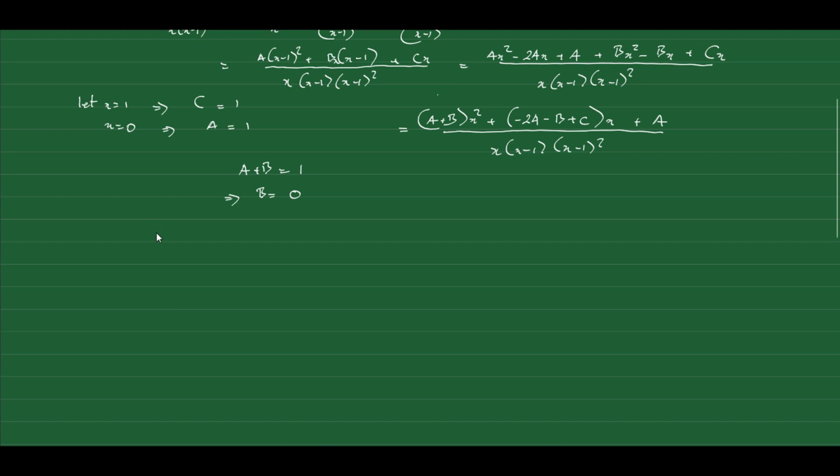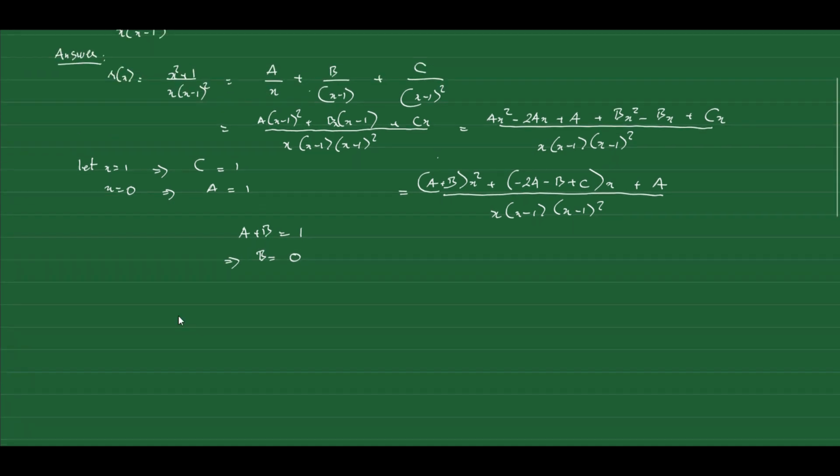So for this one, we got all three, A, B, C already. So my final answer will be x squared plus 1 over x minus 1 squared. You will have 1 over x. B equal to 0, so you have c equal 1. So 1 over x minus 1 squared, right?